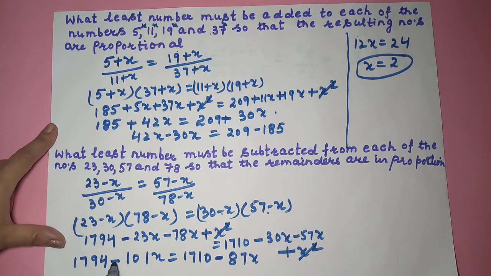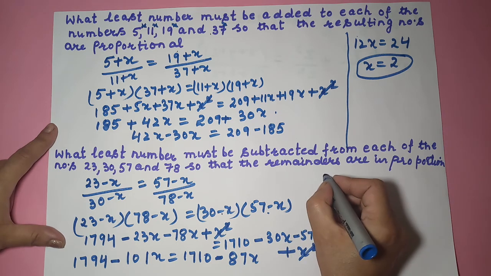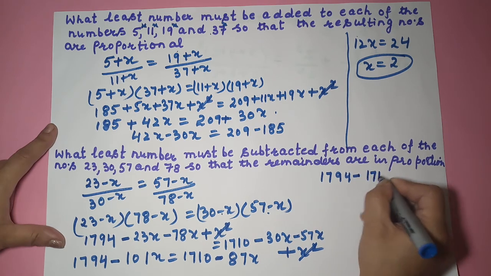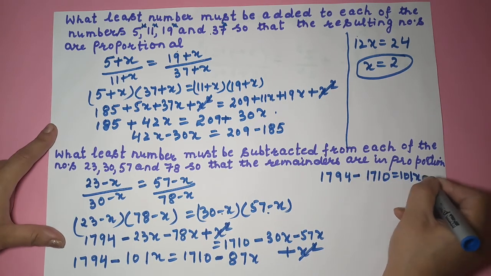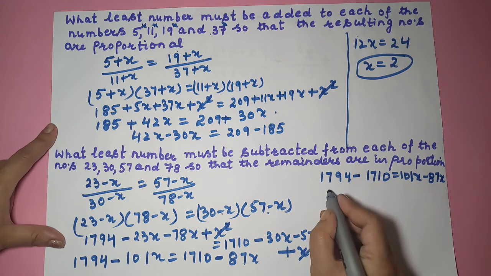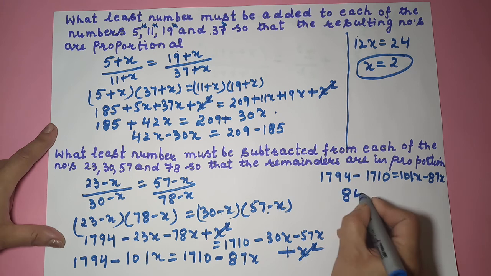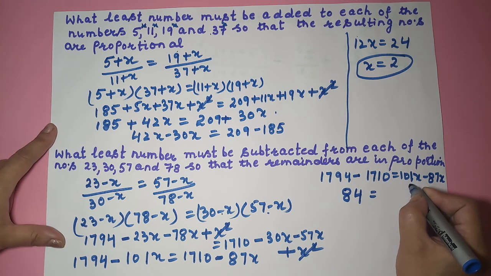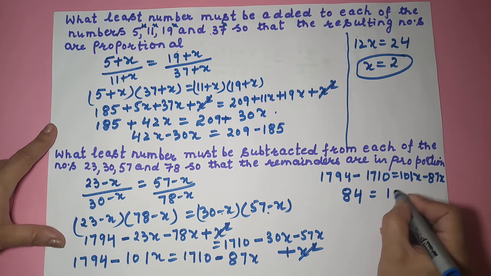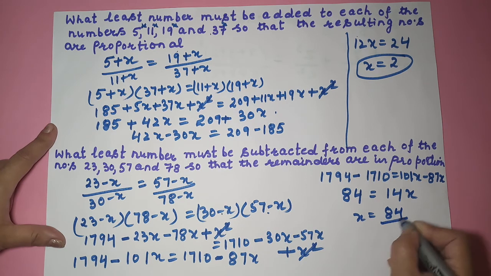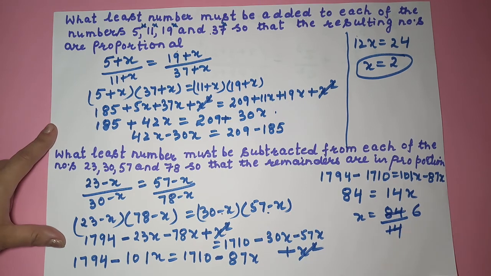Now let's shift this 1710 here and this 101x here. 1710 to this side. So this becomes 1794 minus 1710 is equal to 101x minus 87x. So 1794 minus 1710 is 84 equals 101x minus 87x is 14x. So your x is equal to 84 divided by 14. So 14 6's are 84. So your x is equal to 6.